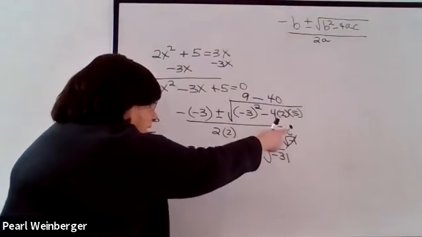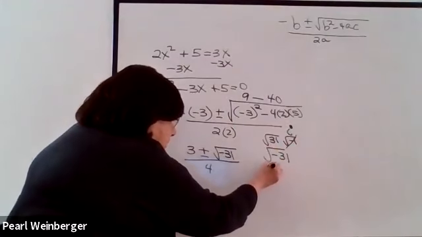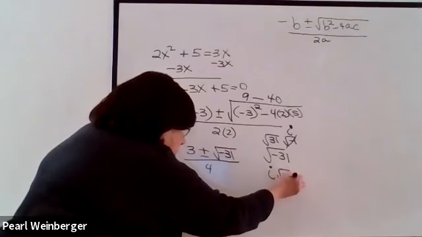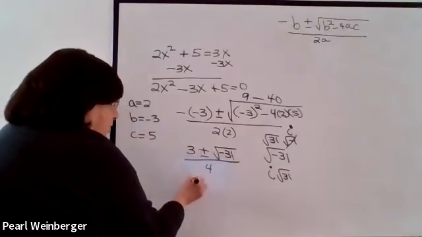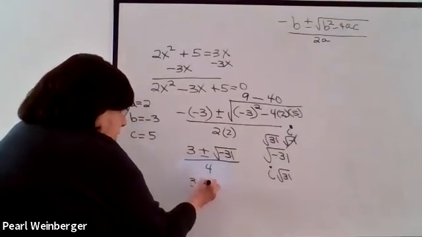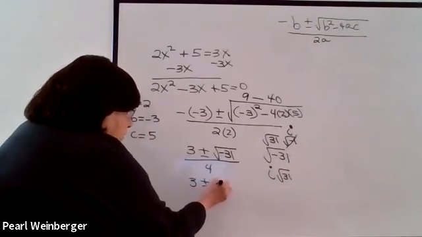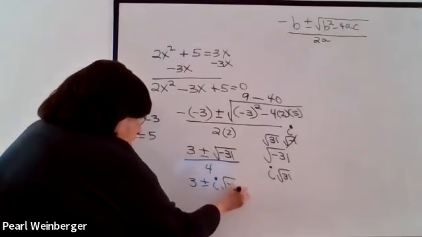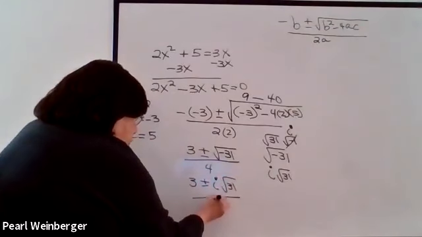Usually we put the I in front. This then becomes I times radical 31. So my final answer is 3 plus or minus I radical 31 all over 4.